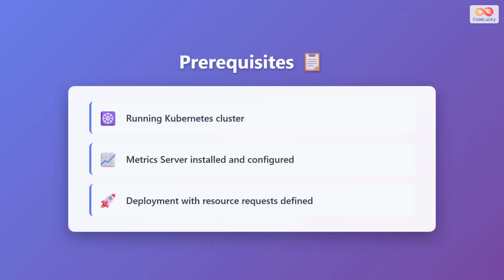Before using HPA, you need 3 essential components. First, a running Kubernetes cluster where your applications will be deployed. Second, the metrics server must be installed and configured in your cluster to provide resource usage data. Third, your deployment must have resource requests defined in the pod specification, as HPA uses these requests to calculate utilization percentages.